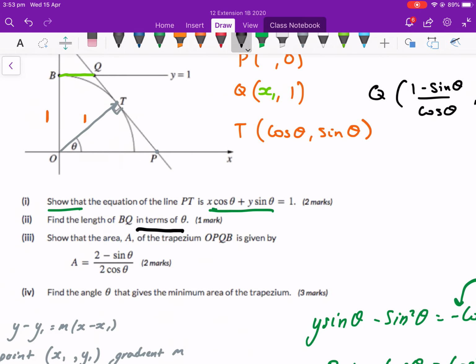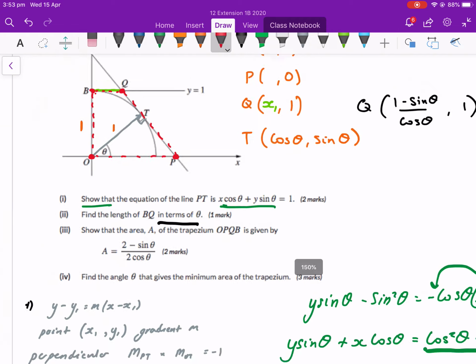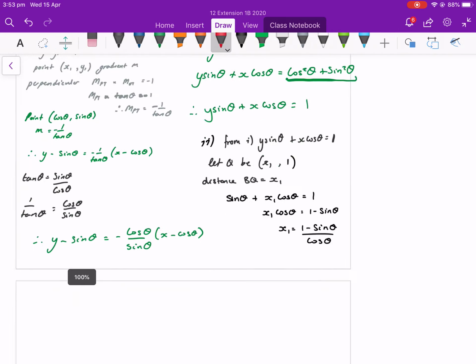Now, moving on from there, part 3: show that the area of the trapezium OPQB is given by A equals 2 minus sine theta on cos theta. So, trapezium OPQB, let's mark that out. So that's this trapezium. We start to see maybe where this length BQ is going to come into play here. Firstly, we want to find the area of this trapezium, so we need the area formula for a trapezium.